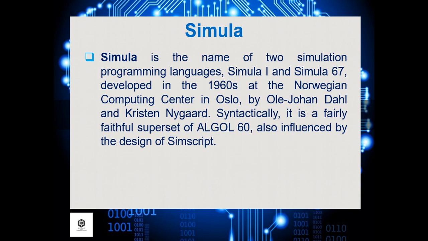Simula is the name of two simulation programming languages, Simula 1 and Simula 67, developed in the 1960s at the Norwegian Computing Center in Oslo by Ole-Johan Dahl and Kristen Nygaard. Syntactically, it is a fairly faithful superset of Algol 60, also influenced by the design of SimScript.